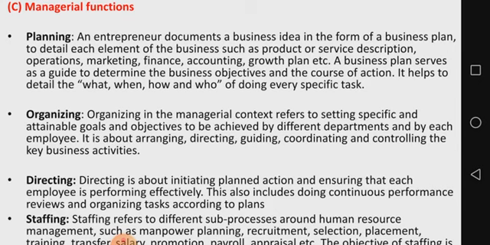If you have an idea of any multinational company, how do they operate? They have different departments. They have a finance department, they have a marketing department, they have an HR department. Each department has got a specific task, and each employee of that particular department has got a specific goal to achieve, monthly, weekly, or annually, right? So this is called organizing.